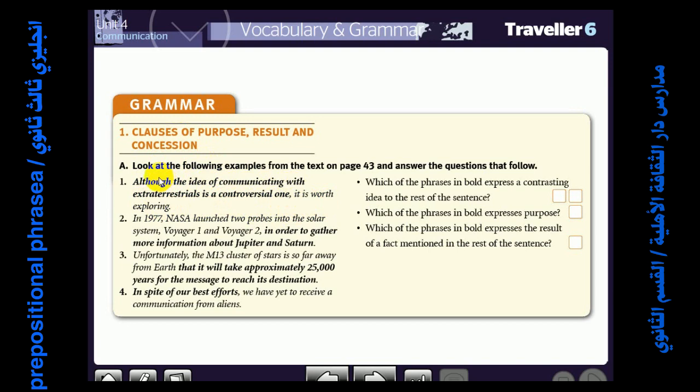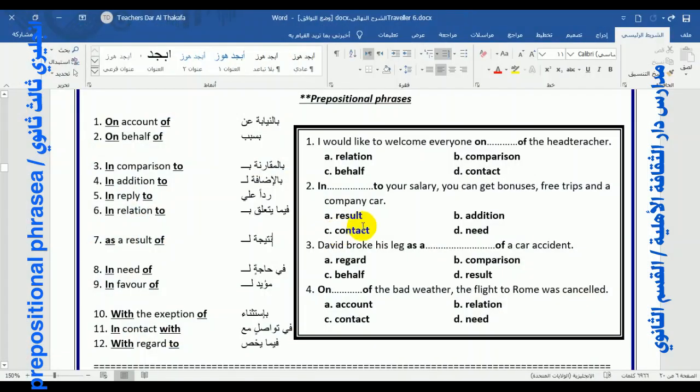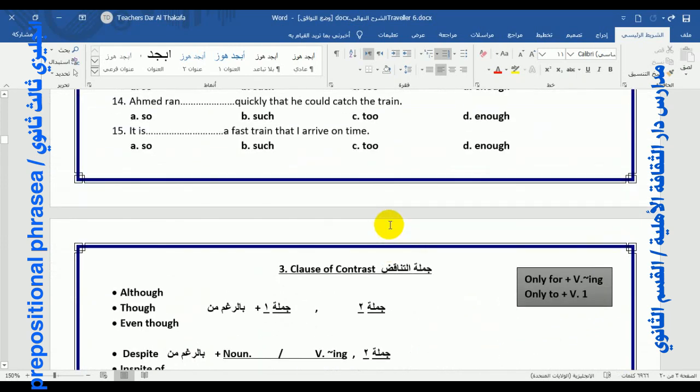So although, بالرغم من, although he is very rich, he is sad. Although he gets up early, he missed the bus. Okay, although, بالرغم من. So here, turn to the word here. You're going to see my explanation according to here.